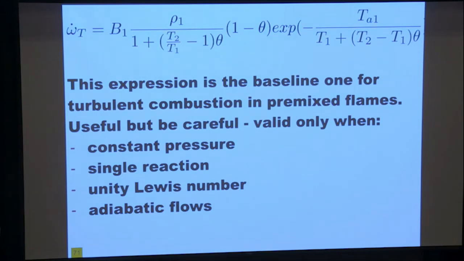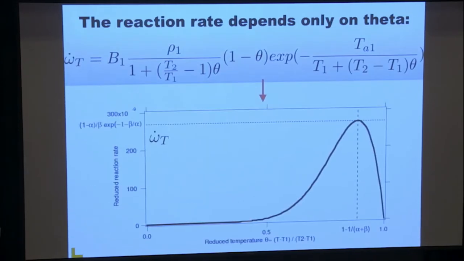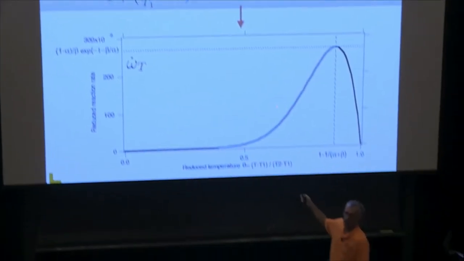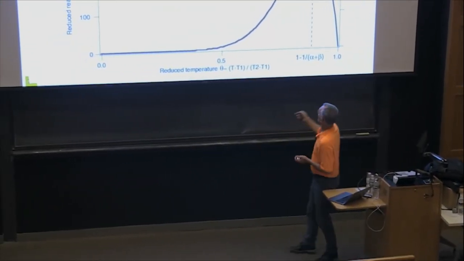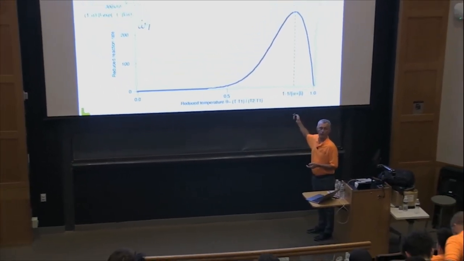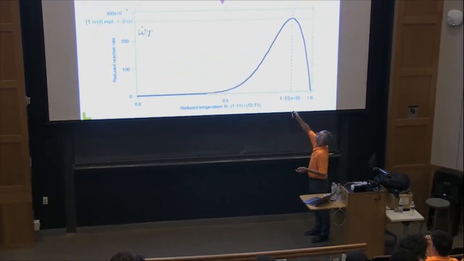I just want to remind you that to go there, we had to assume pressure to be constant, single reaction, unity Lewis number, adiabatic flow. This morning, again, Moshe, it's his job, he does that all the time. He went also for the non-adiabatic case. I think you have to first understand the adiabatic case. It's already complicated enough. So the first thing you do if you need to solve this equation is that you plot this term as a function of theta. Here you get the fresh gases, no reaction rate, it's too cold. Here you get the burned gases, no reaction rate, there is no fuel left. Everything's burned, so 1 minus theta goes to zero. And in the middle, you get this shape.